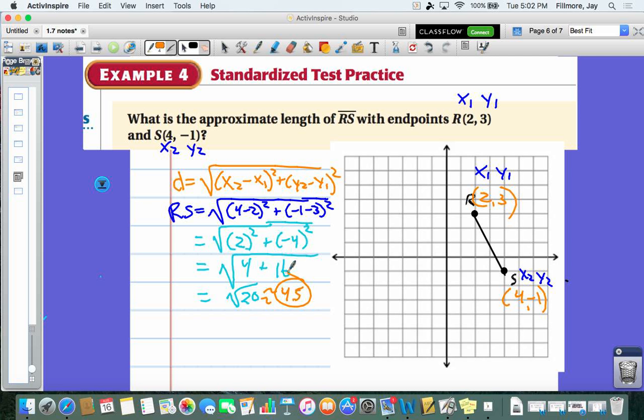So to retrace our steps, you label your points, x1, y1, x2, and y2, plug them in your distance formula, then it's order of operations from there. And that says that this segment here is about 4.5 units on the coordinate plane. So that's it, midpoint and distance formula. Hopefully this was helpful for you.